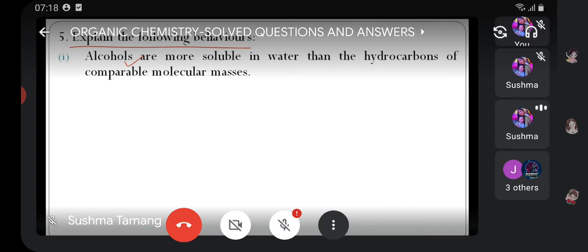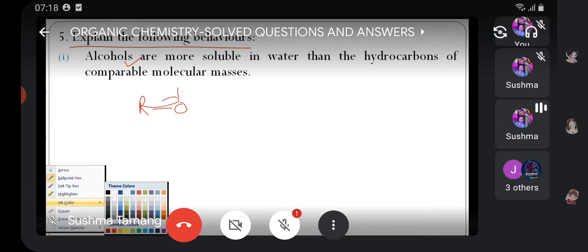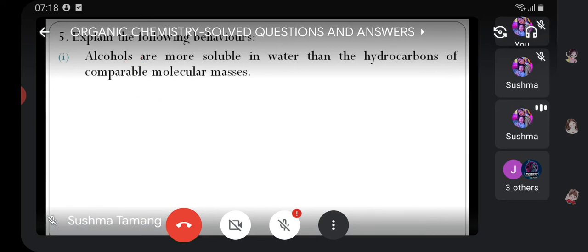Alcohols are more soluble in water than hydrocarbons of comparable molecular mass. I've already told you this. What does alcohol form? When it comes to solubility, it will form hydrogen bonds with water, so it is soluble. I have already told you this. Here you have R-O-H, so a hydrogen bond forms here. So your alcohol can form hydrogen bonds with water. For that reason, it is soluble in water. So this is the matter of hydrogen bonding.